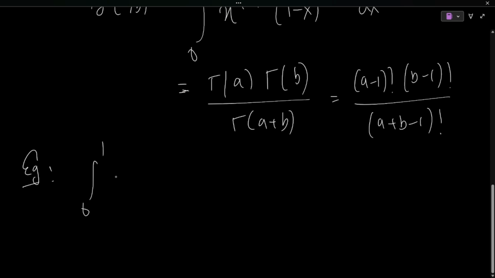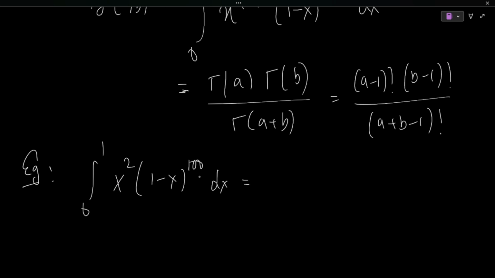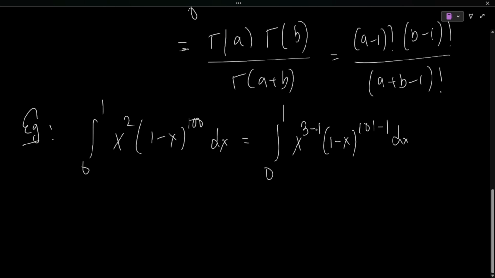So suppose you have the integral from 0 to 1 of x squared, (1 minus x) whole to the power 100 dx. What would be the answer of this question? First we need to convert it to a beta function, right? So x to the power 3 minus 1, (1 minus x) whole to the power 101 minus 1 dx. Now we see the parameters a and b. So a is 3 and b is 101, correct?